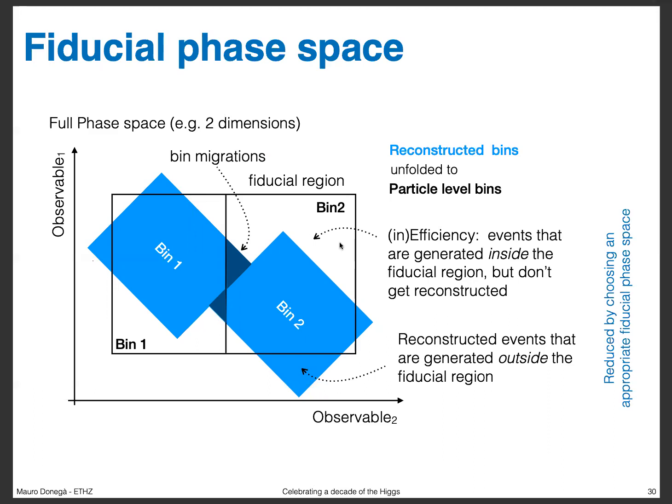And you have events that are produced in the fiducial region, but they don't enter your bins, and this is effectively the efficiency of your measurements. And then you have other events that get reconstructed outside the fiducial region, but they get reconstructed in one of the bins. This is the typical example where you put a PT cut. The event is actually generated below the PT cut, but because of resolution effects on the PT, it can migrate and pass into your fiducial phase space.